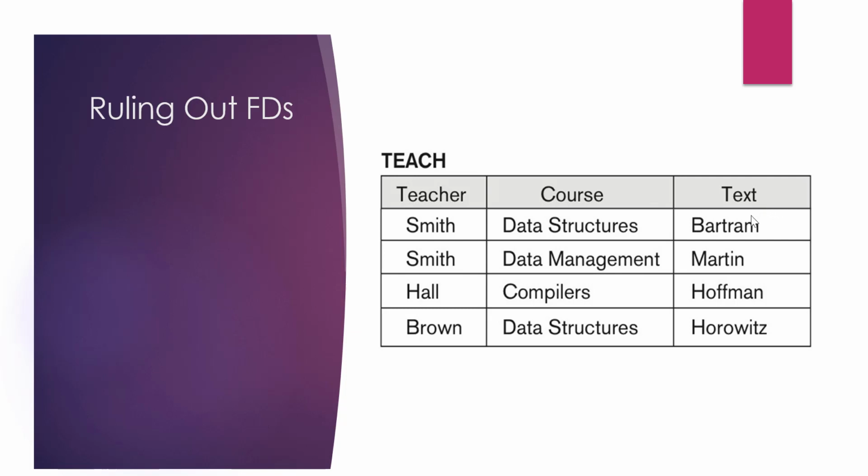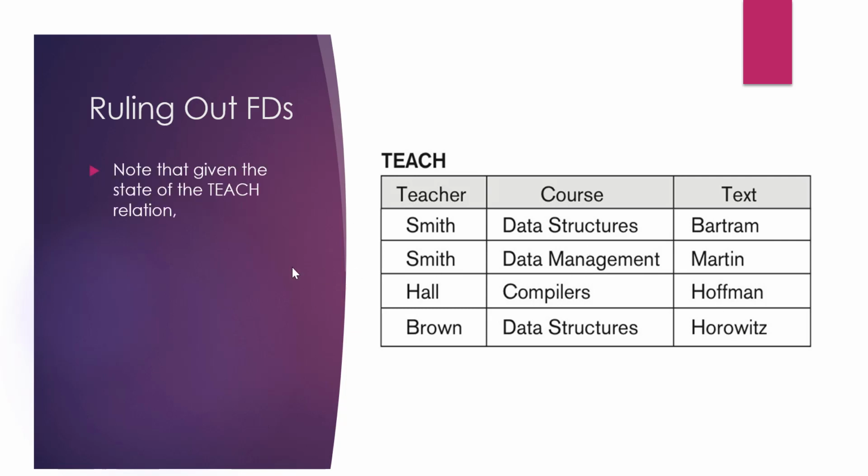So if we look at the text, for example, we see that whenever we have Bertram, we are getting data structures. Since we do not have a repeated value of that text, we can say that Bertram is determining the course data structures. Same thing with Martin: we are only getting data management when we have Martin. When we have Hoffman, we have compilers. And when we have Horowitz, we are getting data structures. So whenever we have this value of text, we are getting the same value for the course. We are getting this functional dependency because we do not have any repeated values.